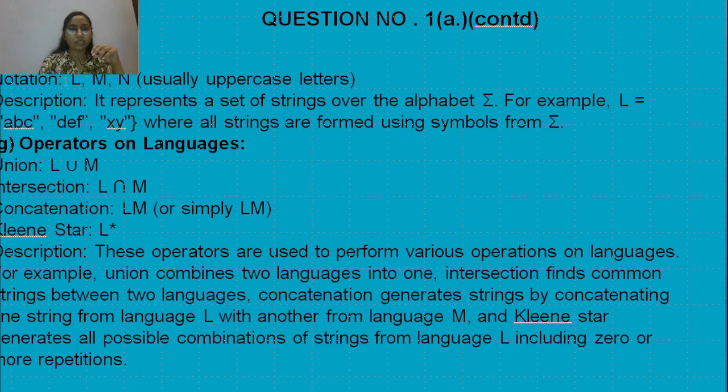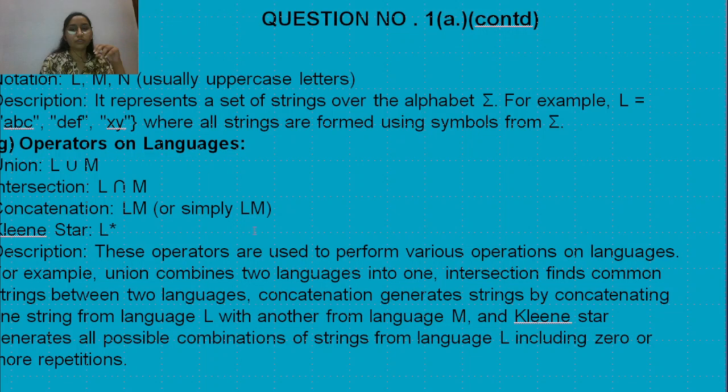Now languages. A language can be denoted by L, M or N, all in uppercase letters. It represents a set of strings over the alphabet. For example, L equal to a set of strings where all strings are formed using symbols of the alphabet. Now operators on languages. Basically, there are four operators which we use on languages: union, intersection, concatenation, and Kleene star.